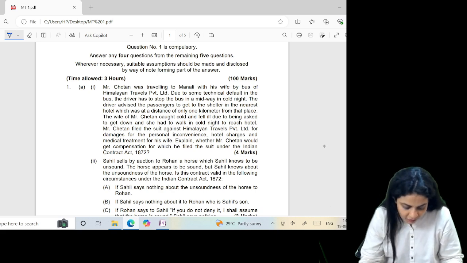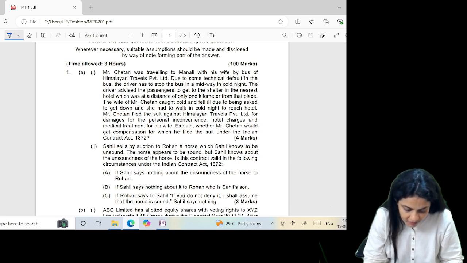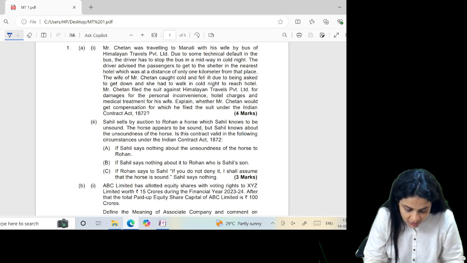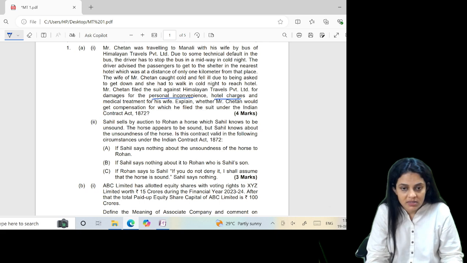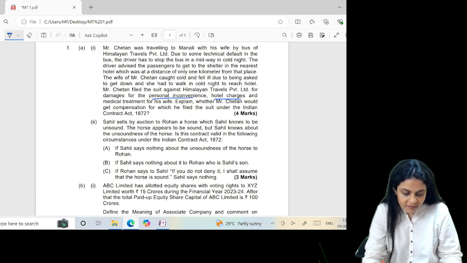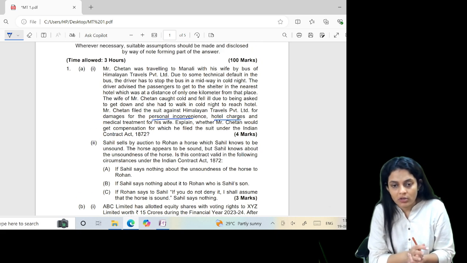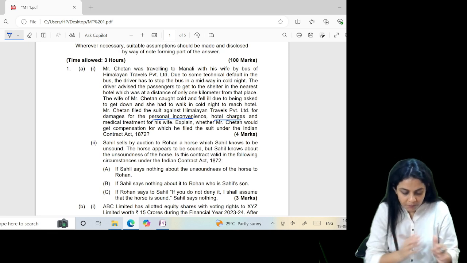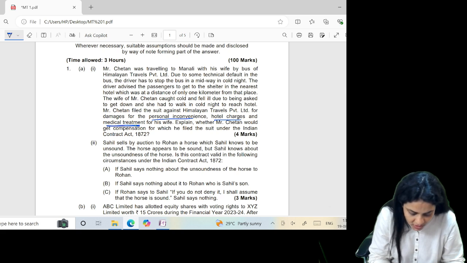Mr. Chetan filed a suit against Himalayan Travels Private Limited for damages for the personal inconvenience, hotel charges, and medical treatment of his wife. So, first of all, can they claim damages for personal inconvenience and hotel charges? Yes. Why? Because in this given situation, it is because of the fault of the bus company. Can they also claim the medical treatment? No.